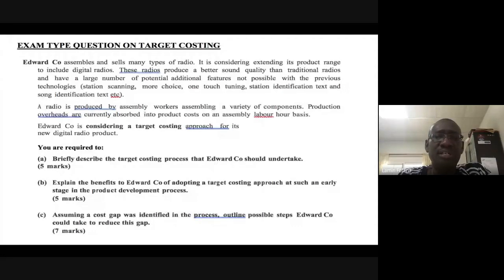Edwards Company is considering a target costing approach for its new digital radio product. You are required to: A, briefly describe the target costing process that Edwards Company should undertake, 5 marks. B, explain the benefits to Edwards Company of adopting a target costing approach at such an early stage in the production development process, 5 marks. C, assuming a cost gap was identified in the process, outline possible steps Edwards Company should take to reduce the gap. So this is the first part of the question. And then the second part of the question is the calculation part.